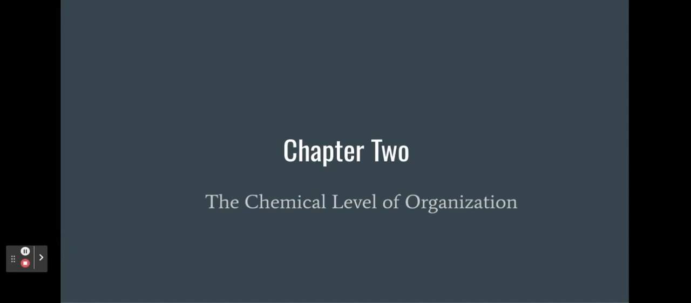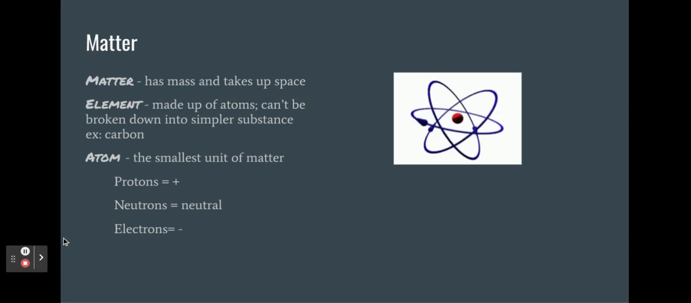Chapter 2 examines the chemical level of organization of the body. Recall that matter is anything that has mass and takes up space. The atom is the smallest unit of matter. Atoms are made up of a nucleus containing positively charged protons and uncharged neutrons, surrounded by a cloud of negatively charged electrons. Atoms are most stable when they have a full outer shell of electrons, called valence electrons, and will give up, gain, or share electrons with other atoms in order to achieve this.